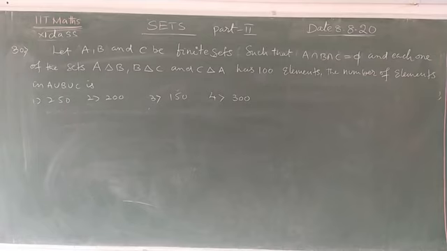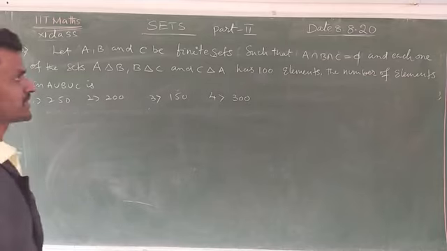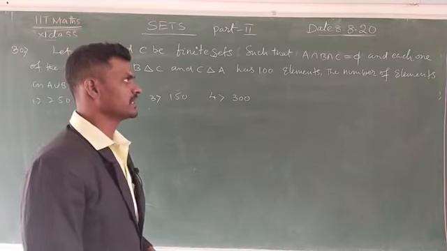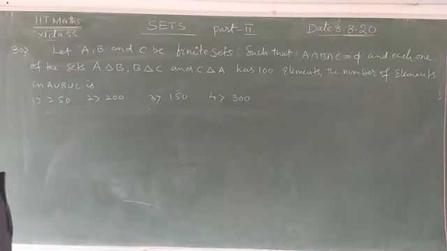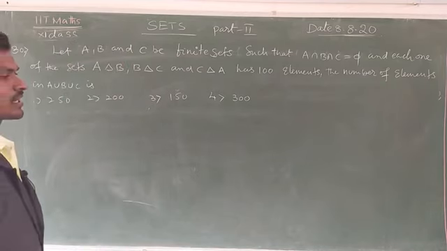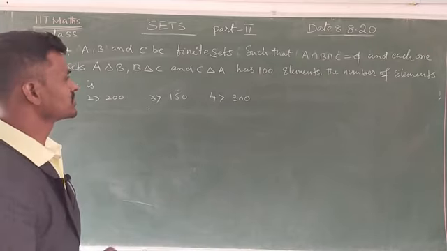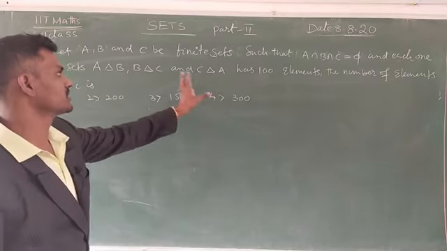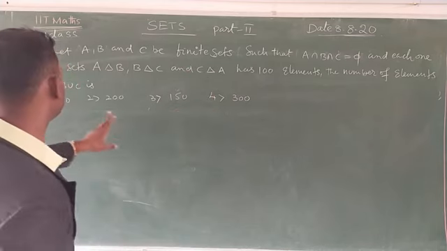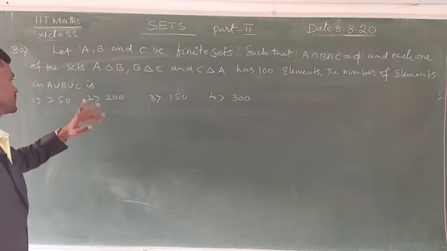Next, problem 30. Let A, B, C be finite sets such that A intersection B intersection C is equal to 5, and each one of the sets A delta B, B delta C and C delta A has 100 elements. That means each one has 100 elements, these three sets together making 300 elements. The number of elements in A union B union C is equal to?